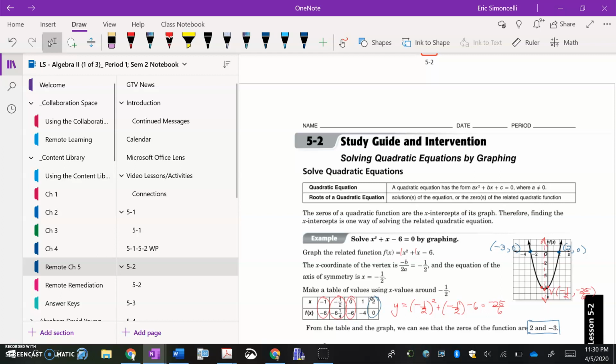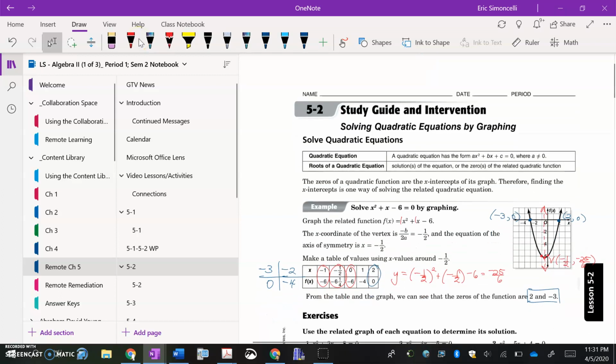Plugging in negative 2 should also yield, if I go in the other direction on our XY table, a y of negative 4, because again of the symmetry that we discussed last section. Finally, negative 3, if you test this, you'll see it ends up giving you a y of 0. So your two x-intercepts, aka zeros of the function, are in fact 2 and negative 3.